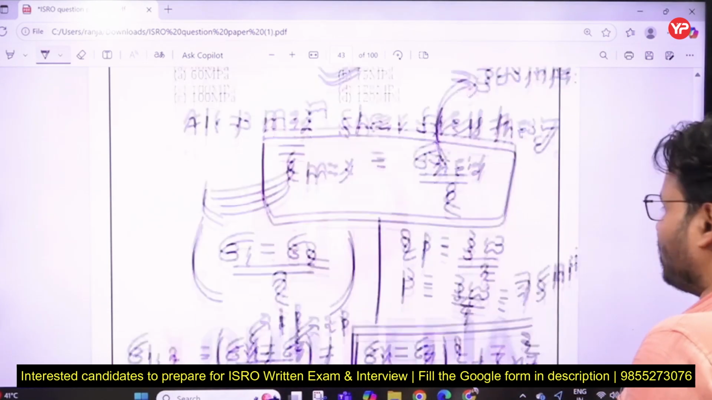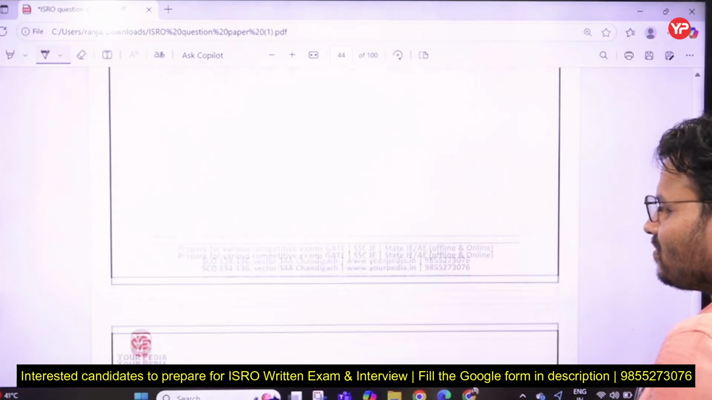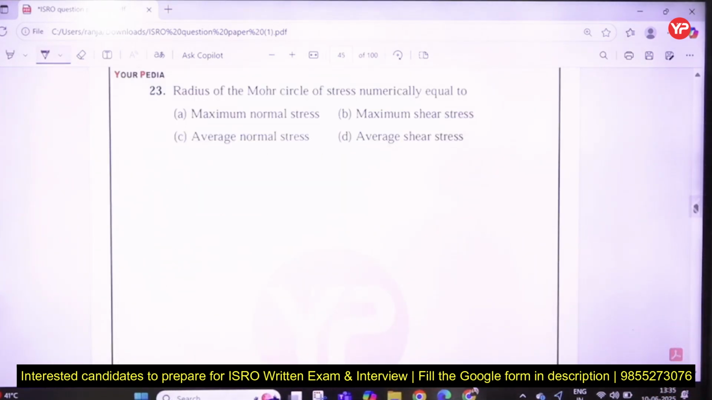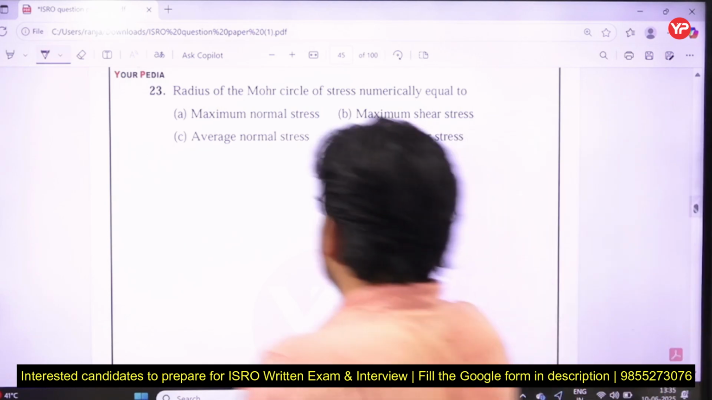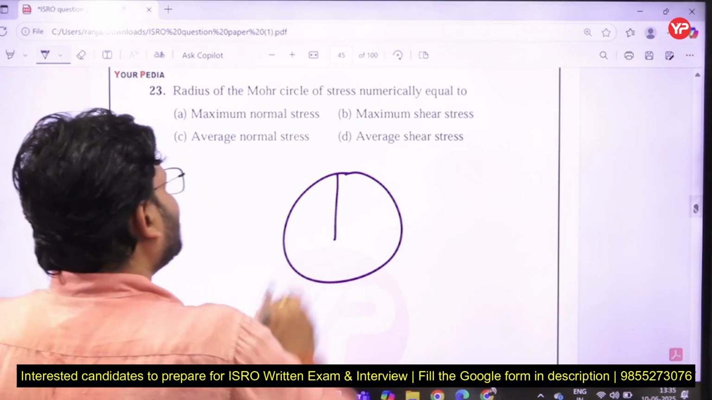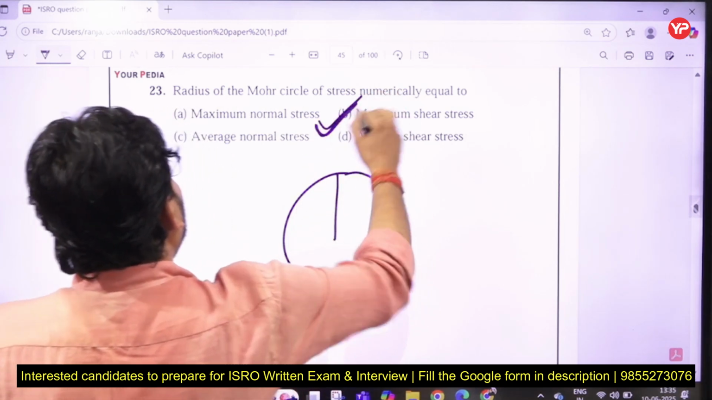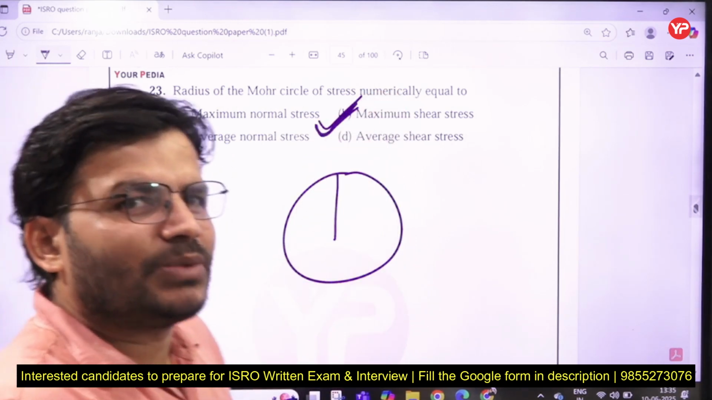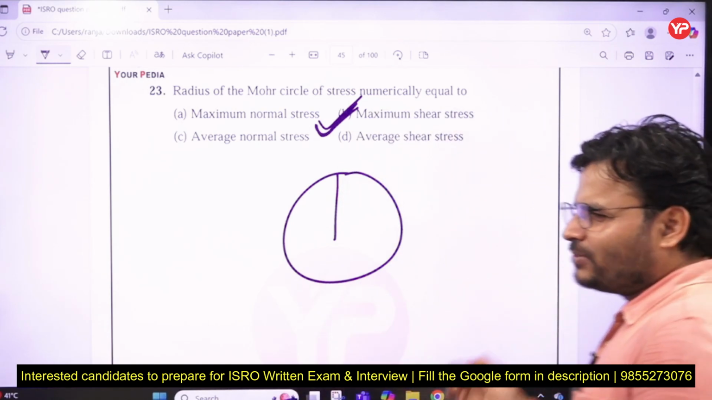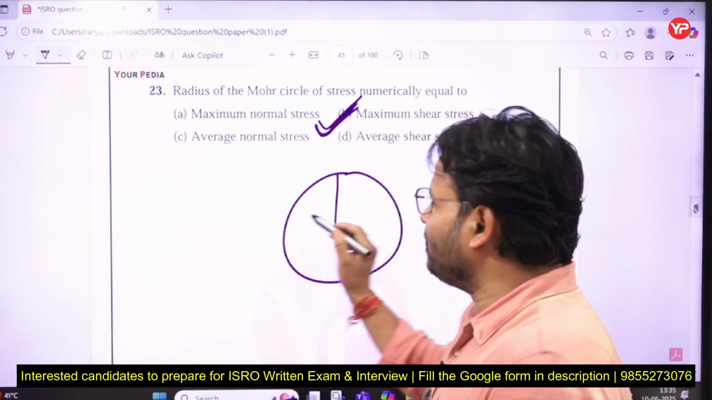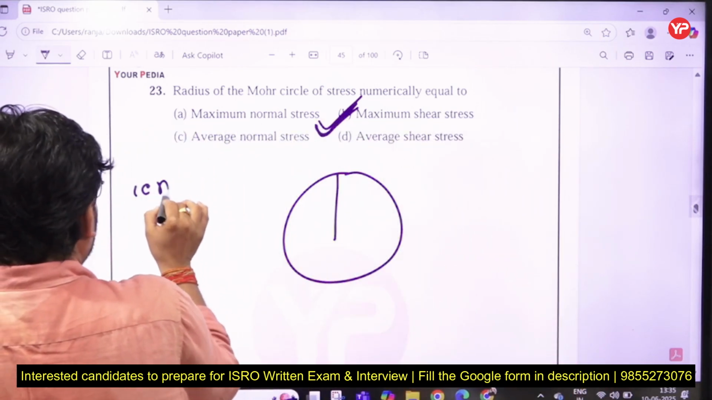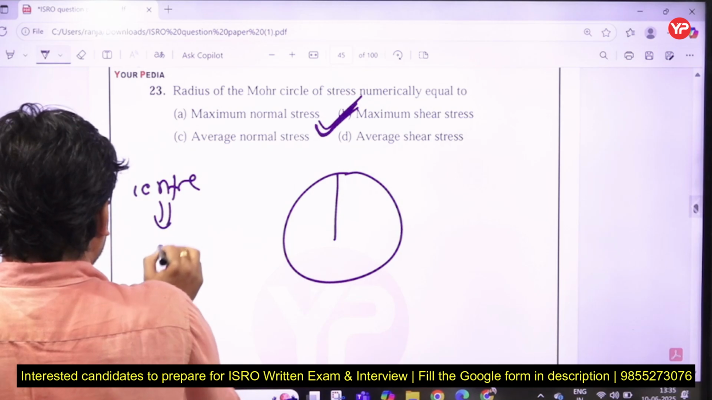Now come to the next question. Radius of Mohr circle of a stress element. That is a very easy question. The radius of Mohr circle is given by tau max, the maximum shear stress. Mohr circle center always lies on the x-axis. The center will always lie on which axis?